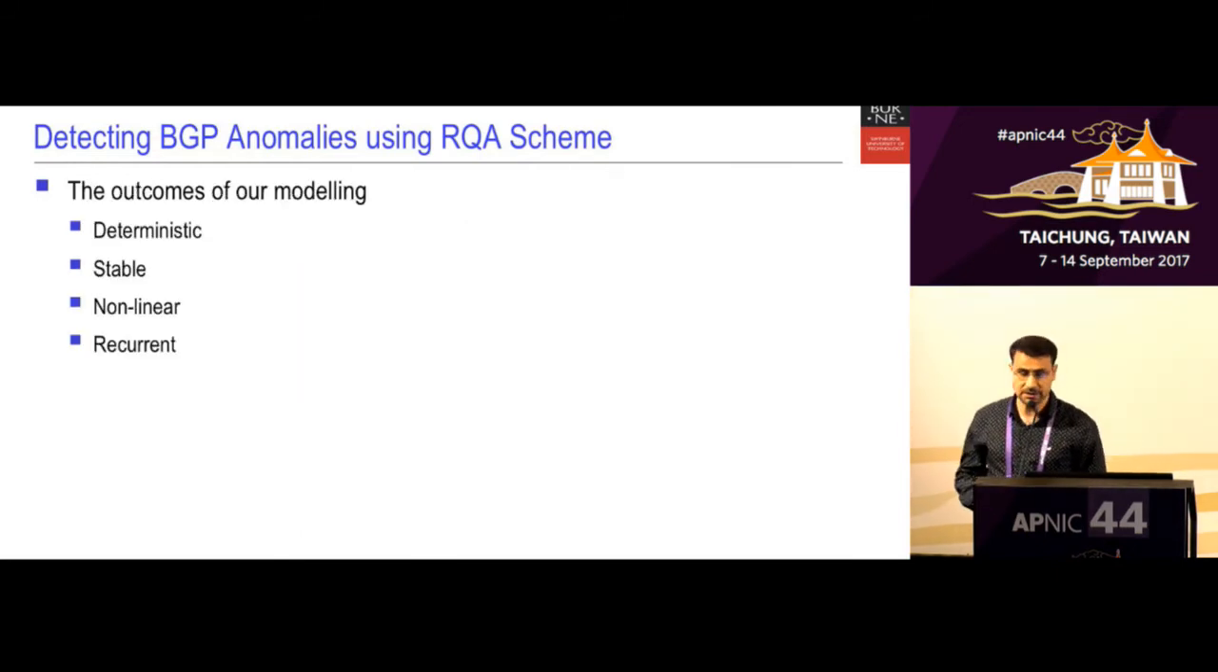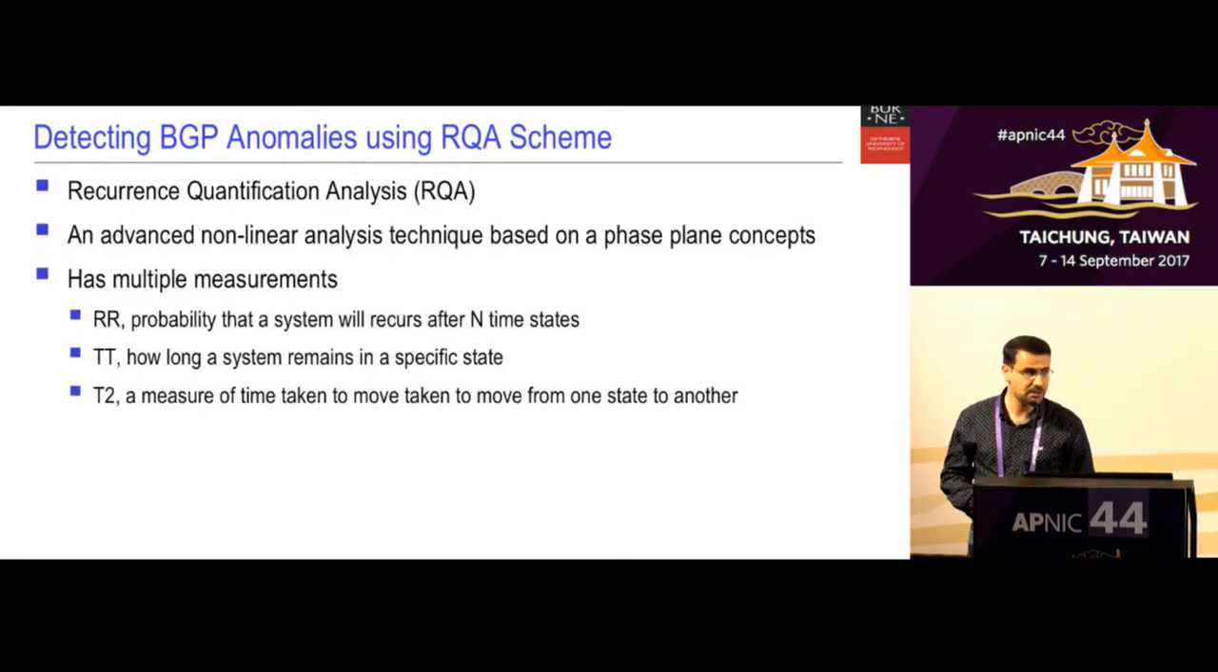From the outcome of our modeling, we identify the BGP speaker, which is the router or device that runs BGP, as a deterministic, stable, linear, and recurrent system. I'm not going to describe each of these characteristics individually, but for simplicity, that means the BGP router can be identified and predicted because of the characteristics of being recurrent and deterministic. Based on the outcomes of our modeling, we introduce our novel technique, called recurrence quantification analysis, an advanced linear statistical analysis based on the concept of the phase plane.